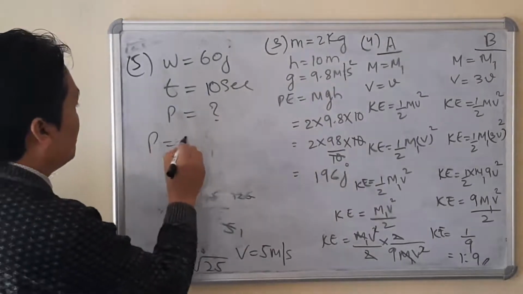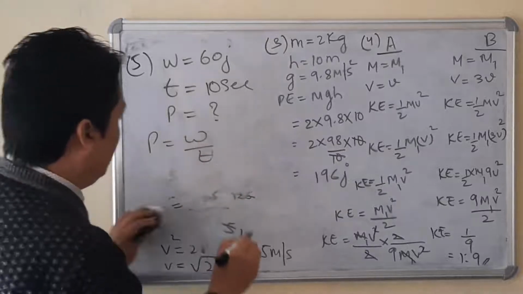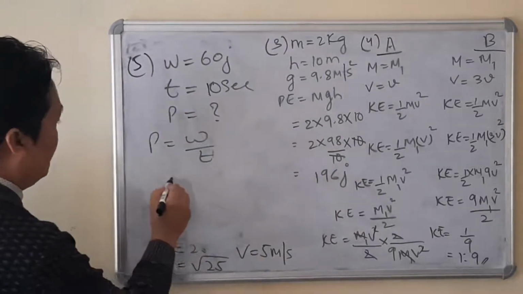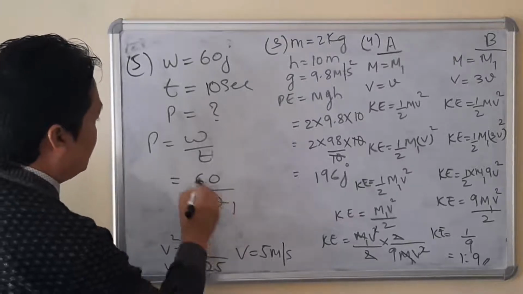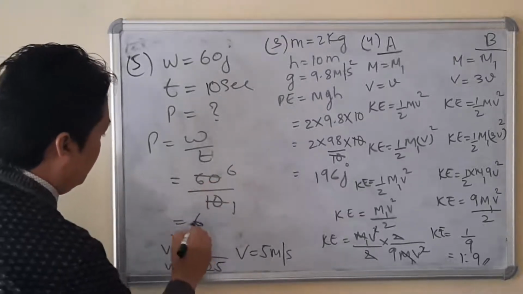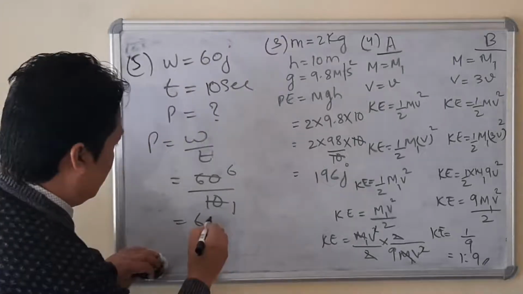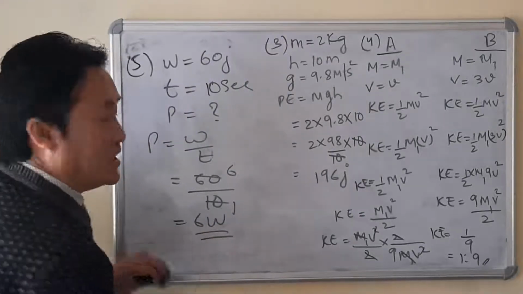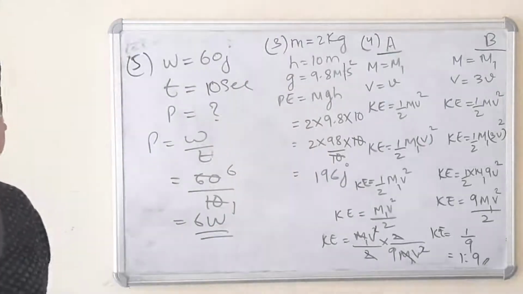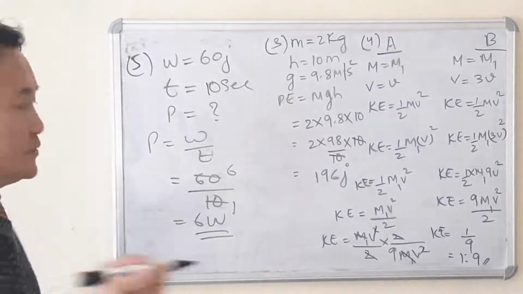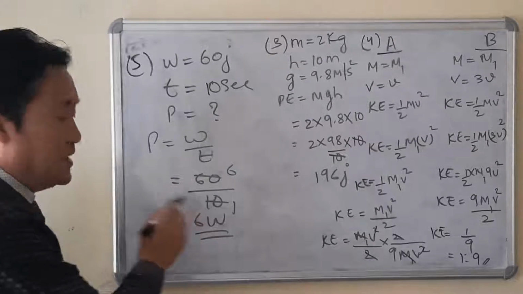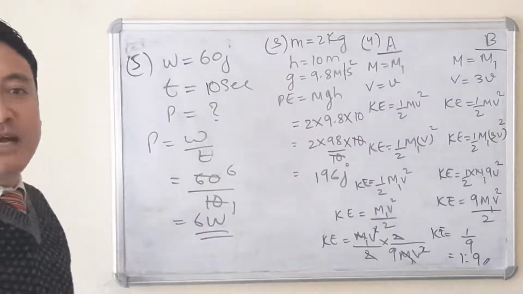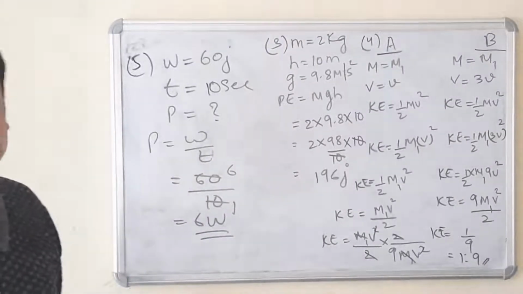So power equals work done divided by time. This is the formula. Then work done is given here 60. Time is given here 10. So 10 ones are 10, 10 sixes are 60, equals 6 watt. So the power is 6 watt. Instead of writing W-A-T-T watt, you can write capital W. That is the symbol of power. So the power will be 6 watt. Okay, so these are the numericals of the chapter.